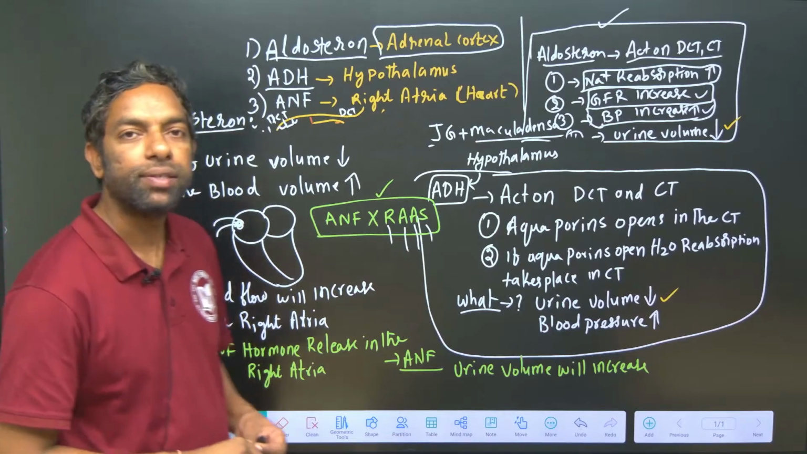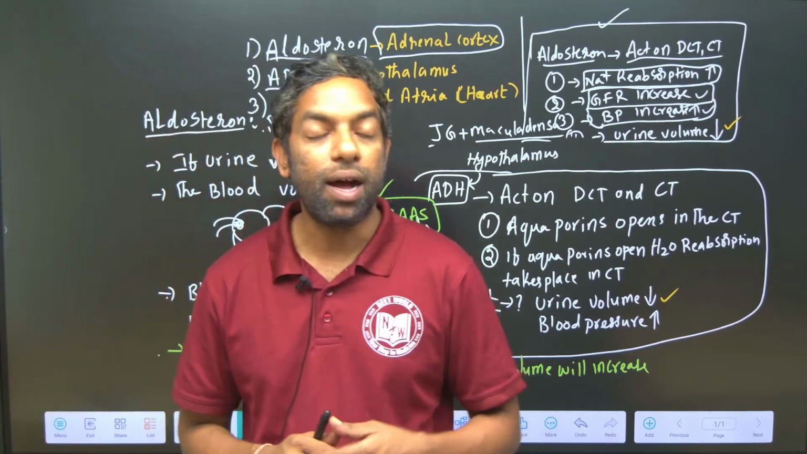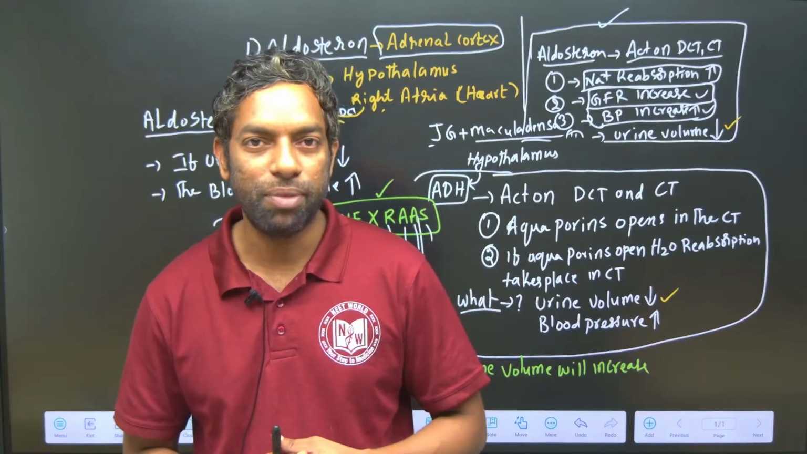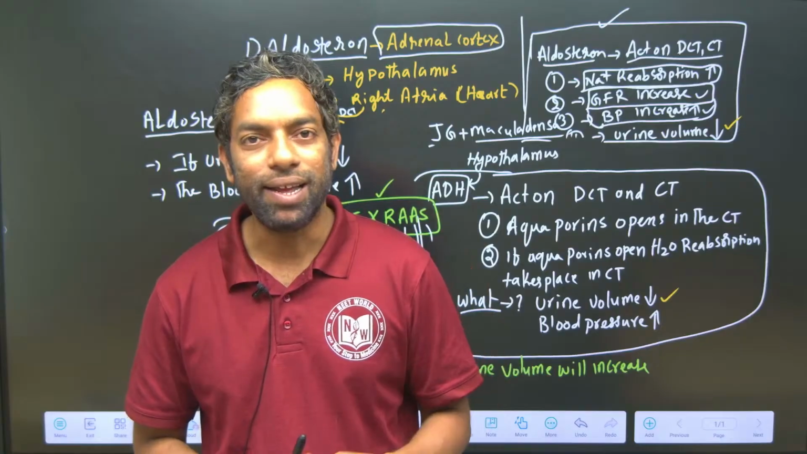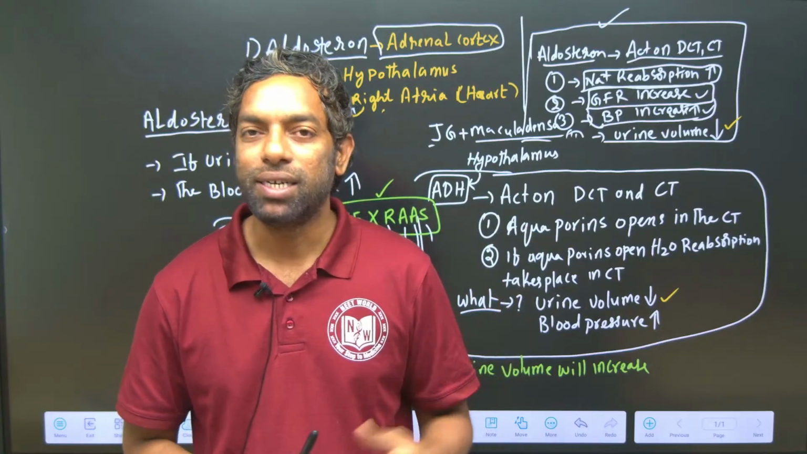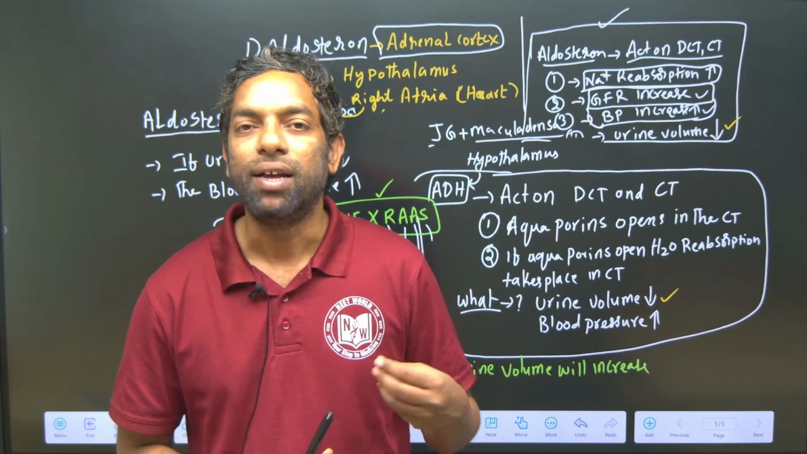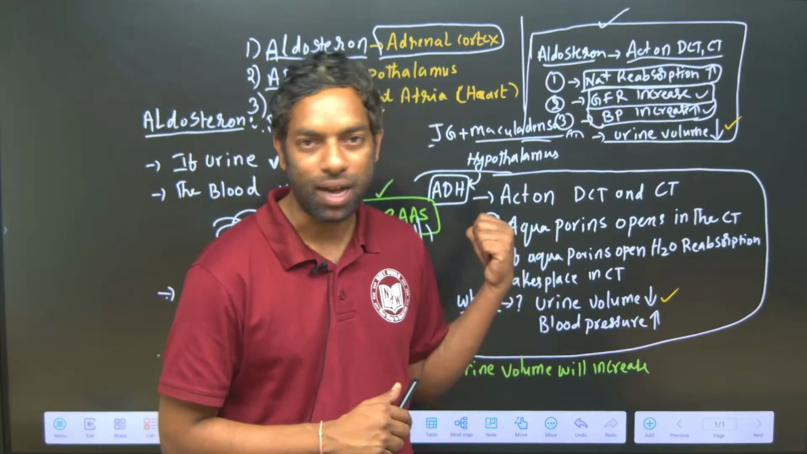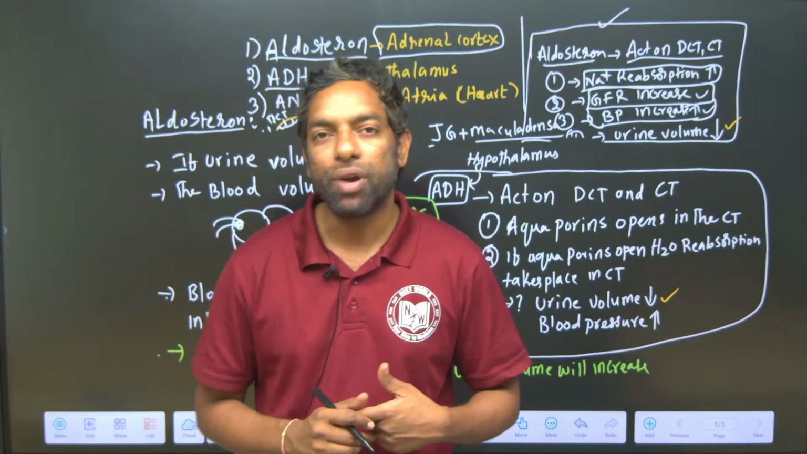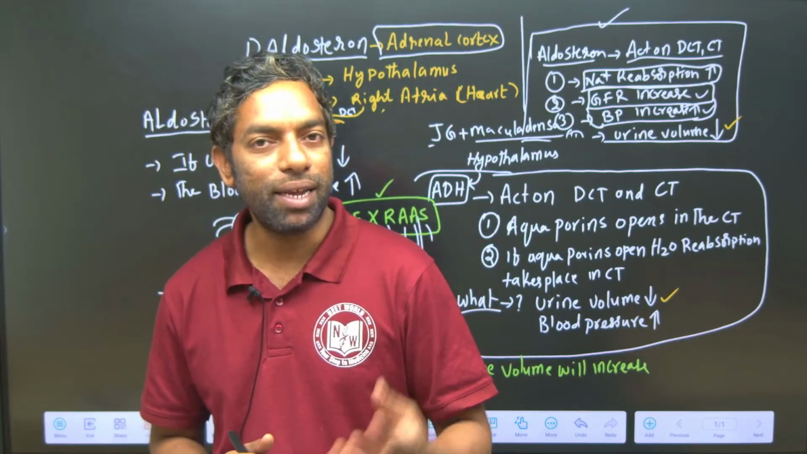Hello guys, today we completed the hormonal influence in urine formation: where aldosterone, ANF, and ADH act on the DCT part of the nephron, and how urine volume will decrease or increase based on these hormones.